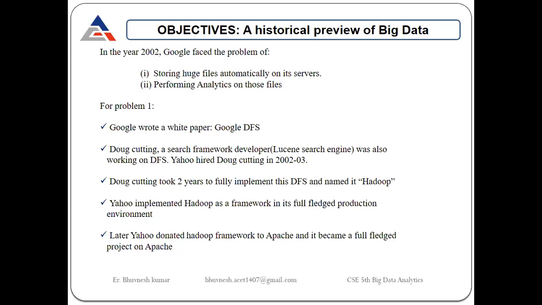The problem Google was facing was storing files on its file system, and they have different servers, and the different servers have different file systems. So the term used here is Google DFS, that is Google Distributed File System. Storing huge data on the different servers was the problem that Google faced in 2002, and it also wrote a white paper to solve that problem.